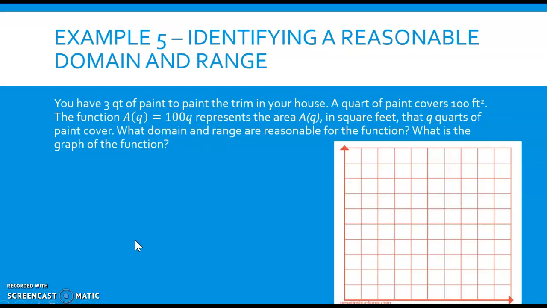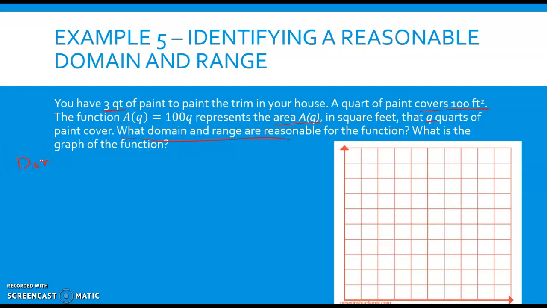All right, this is our last problem for this unit. So we have 3 quarts of paint to paint the trim, so that's probably going to be important information, in our house. A quart of paint covers 100 square feet. The function A of Q equals 100Q represents the area in square feet that Q quarts of paint covered. So it wants to know what domain and range are reasonable for the function.